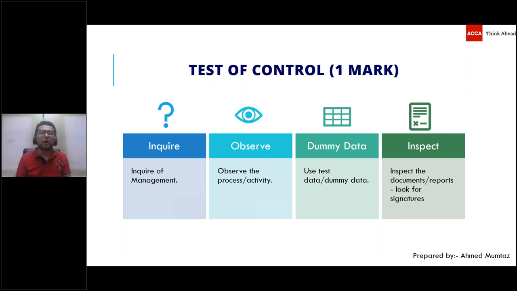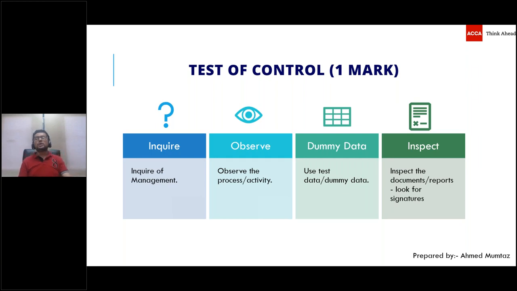Test of control number 1 could be you can inquire from the management. So inquire of management, understand what's their point of view, how do they operate. So have a discussion, have a question answer session, have an interrogation from the management. This is what we call inquire. Number 2 test of control, you could observe the process. You could observe what the management is doing. You could observe, are they following the SOPs? So this is the test of control number 2.